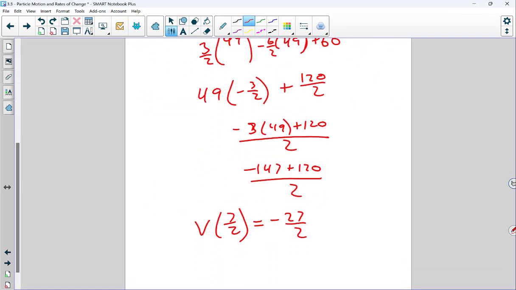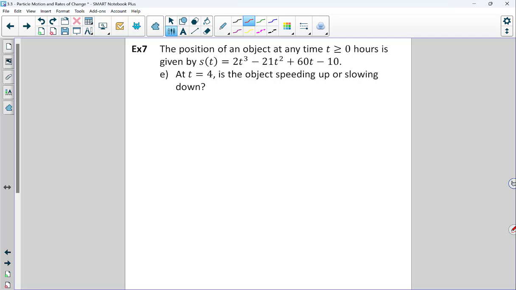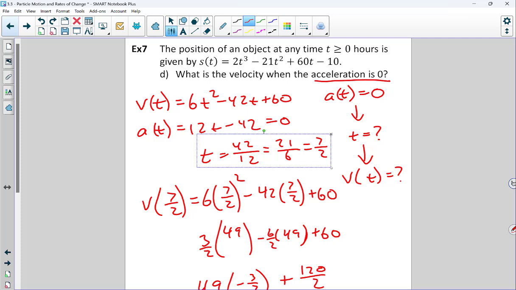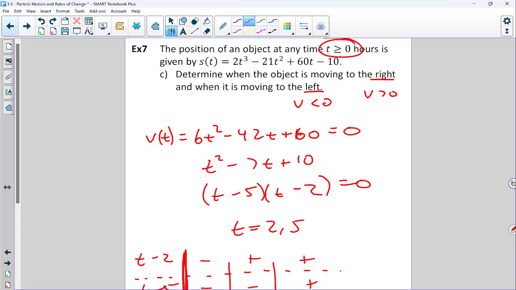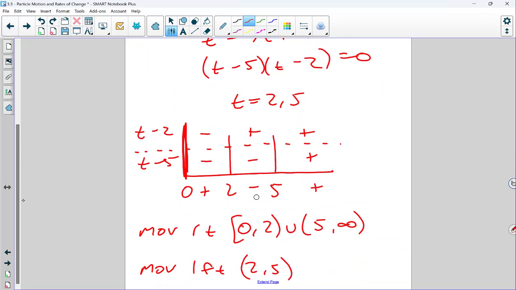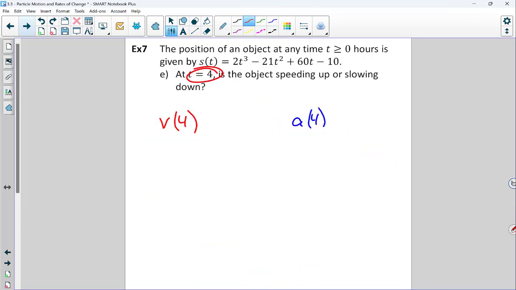Finally, at t equals 4, is the object speeding up or slowing down? It's going to have to do with the relationship between the velocity and the acceleration at t equals 4. So I need to know about v of 4. I need to know about a of 4. I don't care what the actual values are. I just care, is it positive or negative? Well, if we back up a little bit and look at our velocity sign chart, at 4, the velocity is negative.